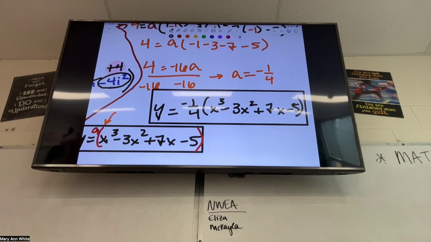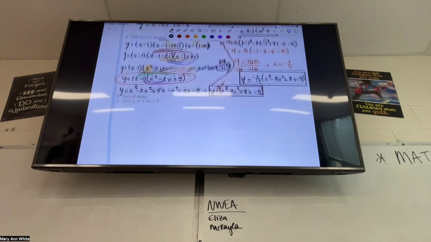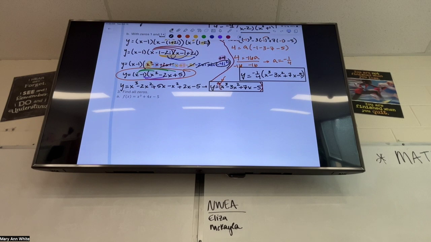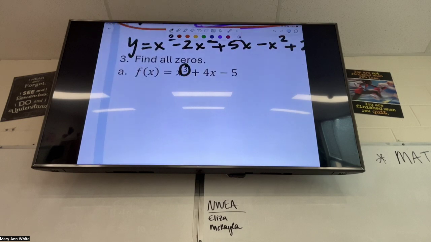We got one more problem. One last problem today. You guys are killing it. The last problem says find all the zeros, and it's the exact same steps we did like 4 times already today, so I'm going to try and be quiet. What I would like you to remember though is this is an x to the third. So you may need to write it as x to the third plus 0x squared plus 4x minus 5.